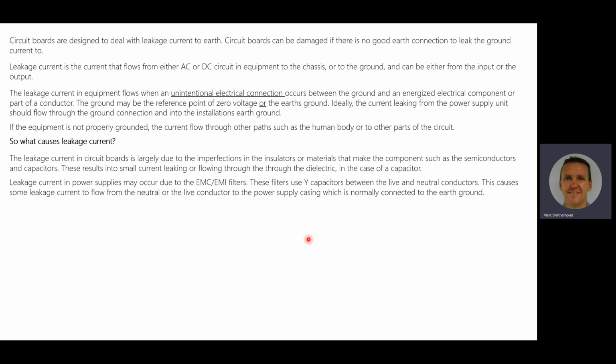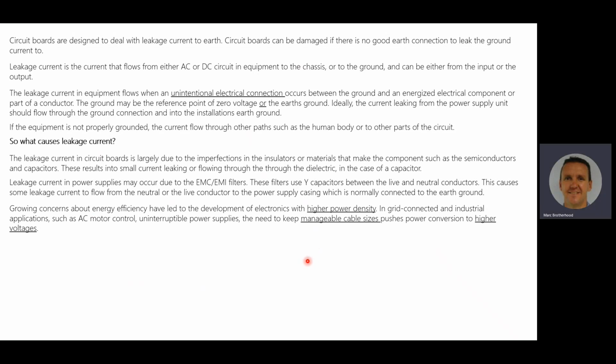Leakage current in power supplies may also occur due to electromagnetic compliance and EMI filters. These filters use capacitors between the live and neutral conductors. This causes some leakage current to flow from the neutral or the live conductor to the power supply casing, which is normally connected to the earth ground.